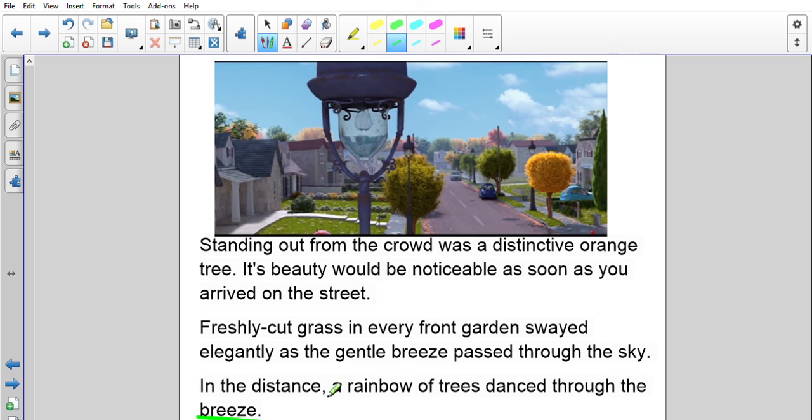Okay, I've got my metaphor, a rainbow of trees, because it's not a rainbow, but if you look in the distance, you can see the different colours. I've got my ing starter there. I've got an adverb. I've got a strong adjective there to say it's distinctive, it stands out.